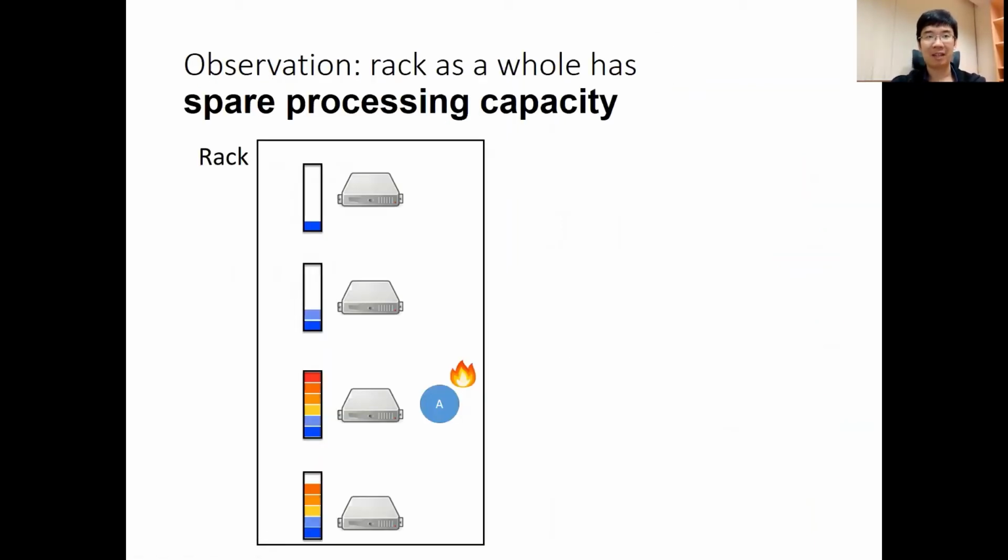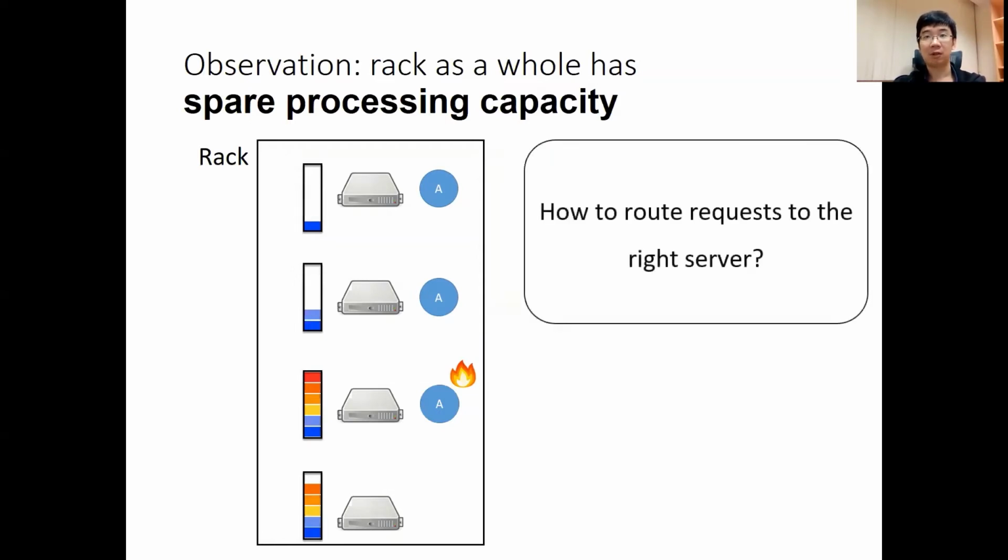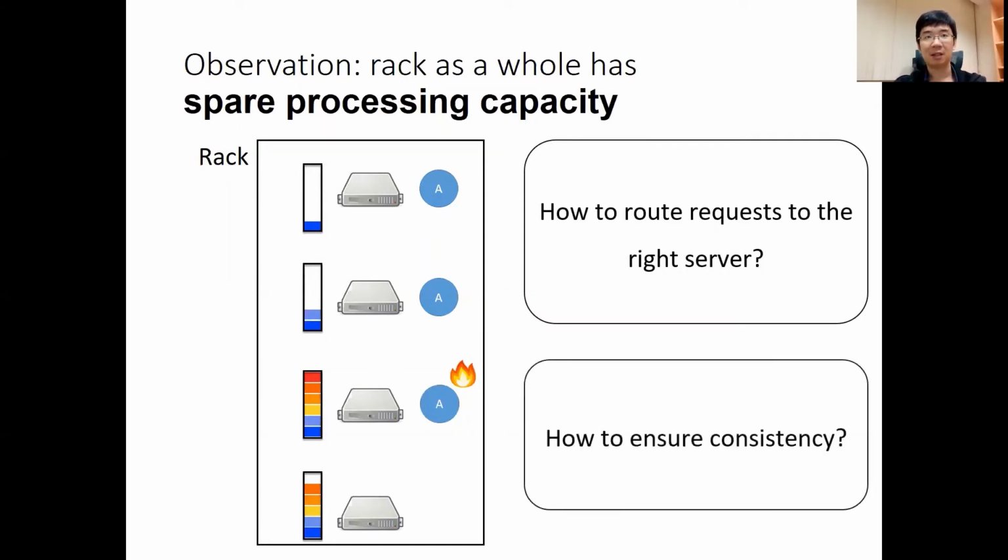Our key observation is that in a rack-scale system, even when some of the servers are overloaded because of skewed workload, there is still spare processing capacity elsewhere in the rack. So if we can replicate popular objects to these servers and steer traffic to the appropriate servers, we can effectively balance load in the rack. But there are two challenges. First, how do we route client requests to the right servers? And second, how do we guarantee consistency among the replicated copies of these objects?